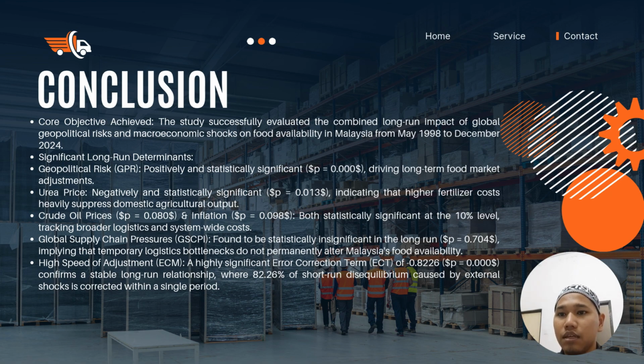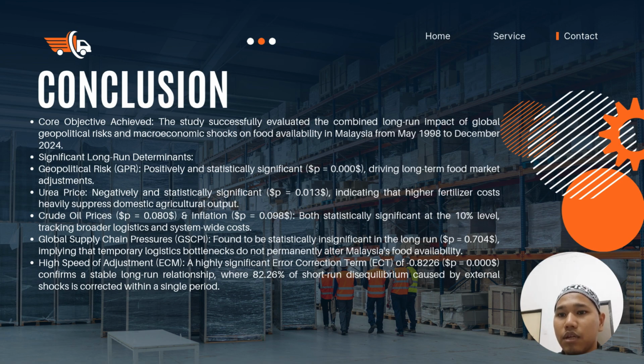In contrast, the Global Supply Chain Pressure Index, or GSCPI, was found to be statistically insignificant with a p-value of 0.04. This suggests that while supply chain disruptions may affect food availability in the short term, they do not have a lasting impact on Malaysia's long-run food availability.